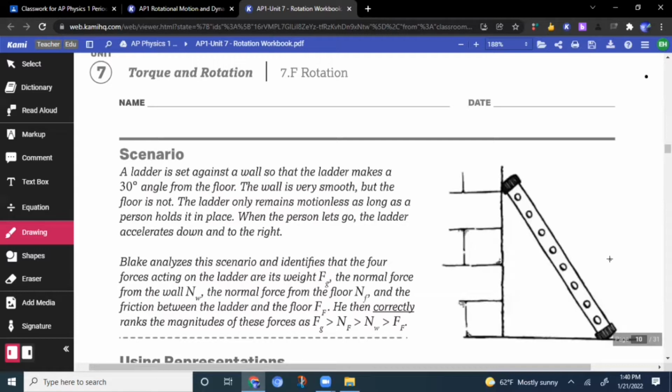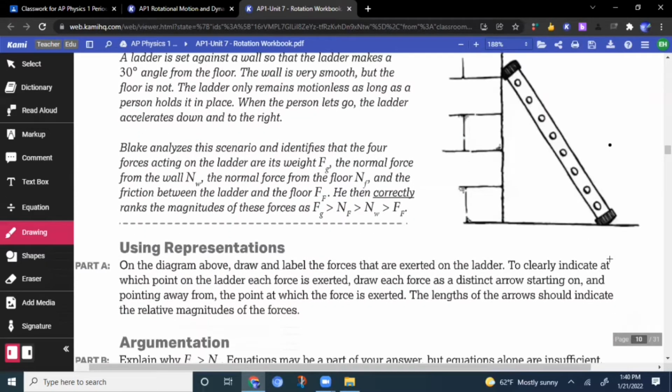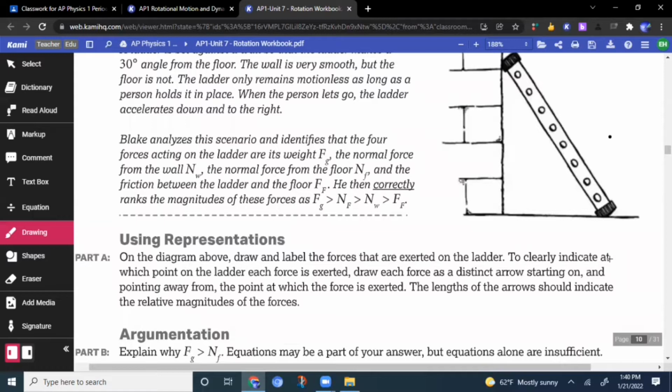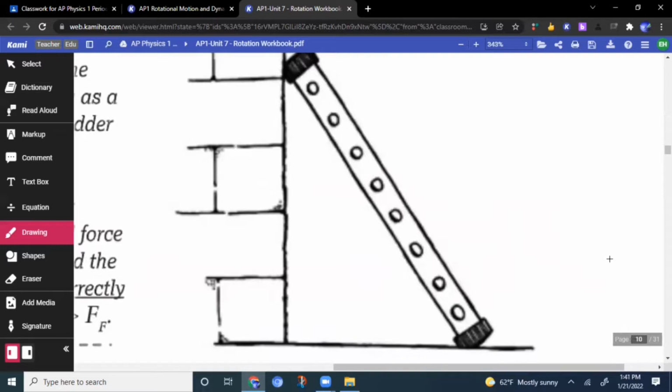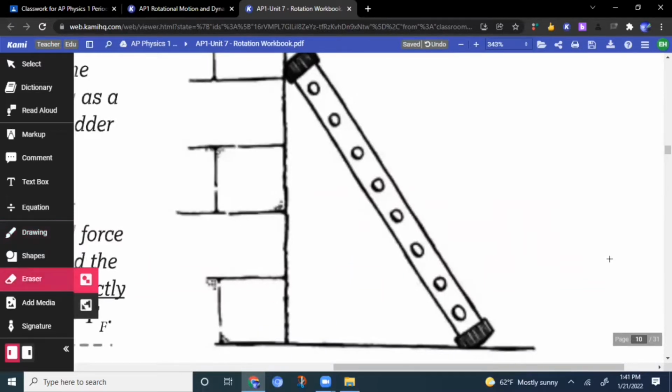Okay, so in part A, on the diagram above, label the forces that are exerted on the ladder. To clearly indicate the point on the ladder where each force is exerted, draw a force as a distinct arrow starting on and pointing away from the point at which the force is exerted. The lengths of the arrows should indicate the relative magnitudes, meaning what force should be the longest? I'm going to zoom in on this so you can see it. Shouldn't gravity be the longest? Okay, let's draw these.